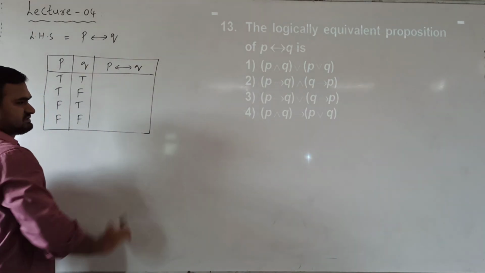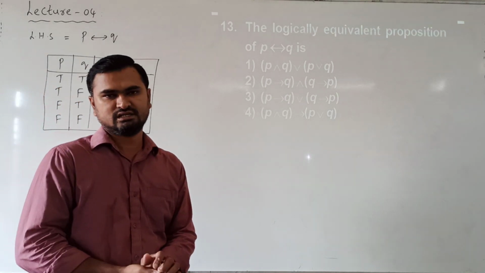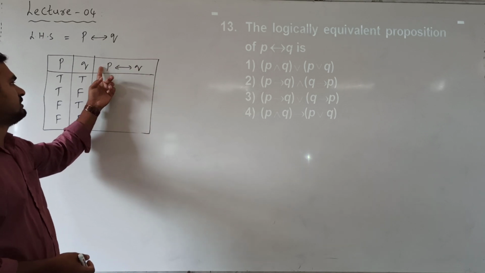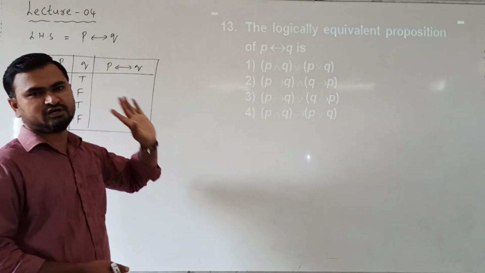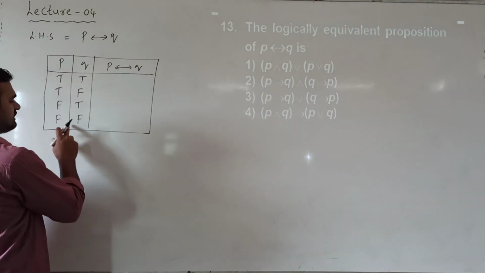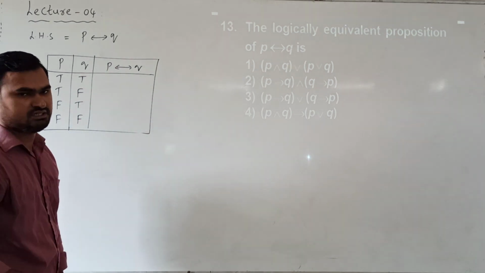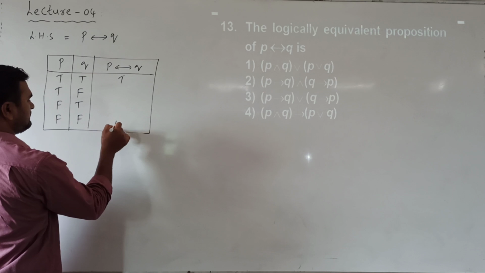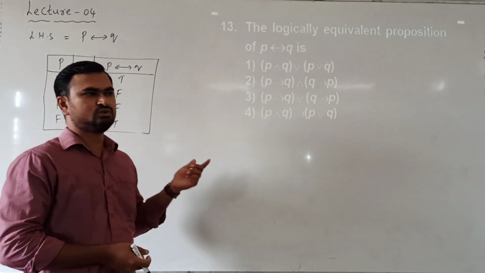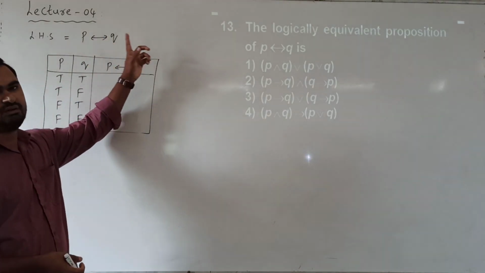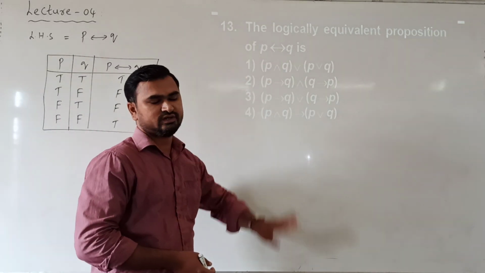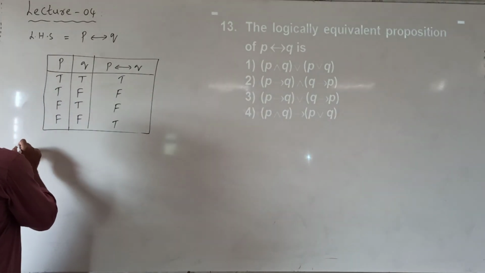Now, double implies, the bi-implication or biconditional. What are the truth values for P double implies Q? When both P, Q are true or both P, Q are false, then double implies is true. In that case it is true, so this is true here and true here, and the remaining cases will be false. So this is the truth table for the left hand side, that is P double implies Q. Now verify from the options which option gives the same truth values.